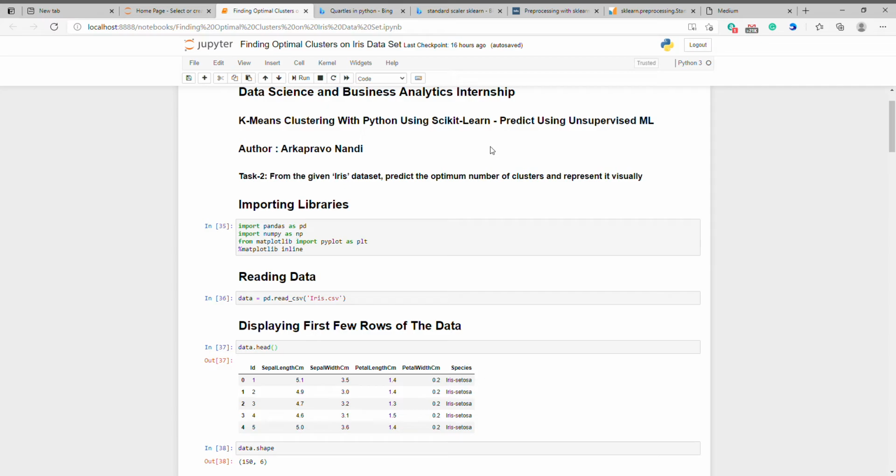Today I am doing my second task as a data science and business analytics intern. So today my second task is, from the given Iris dataset, to predict the optimal number of clusters and represent it visually.